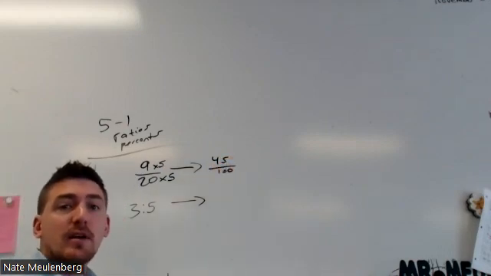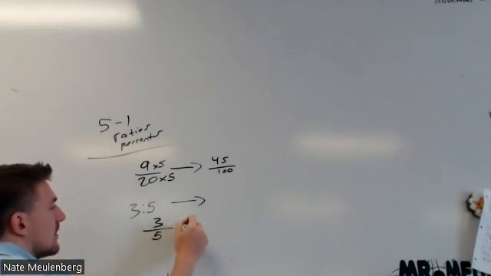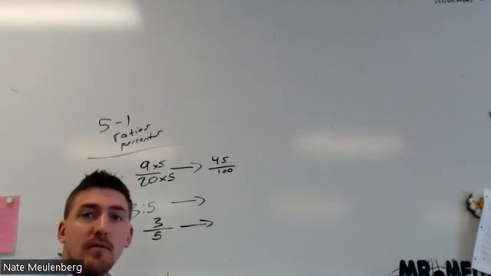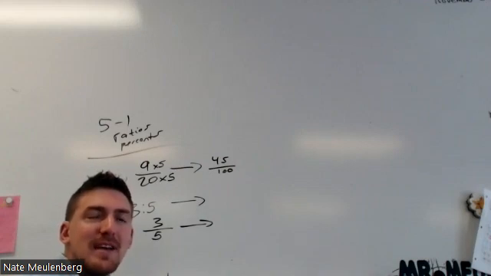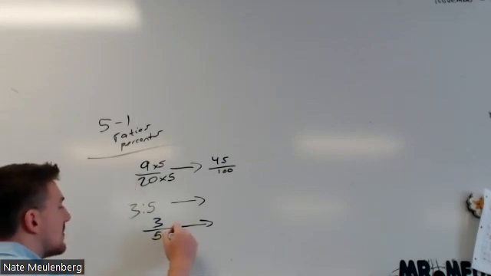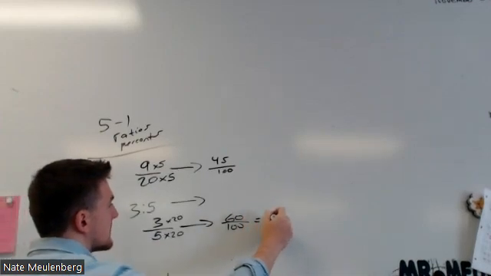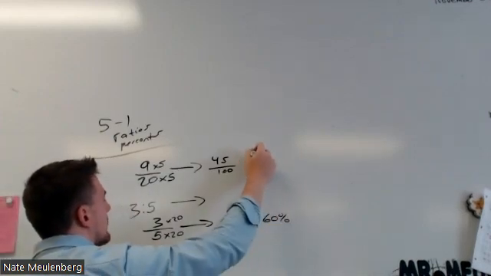So if you have 3 to 5 like this, it's the same thing as a fraction. Just think of it as 3 over 5. Does anyone know what 3/5 is as a percent? If you didn't have it memorized, how would you do it? You would multiply 5 times 20 to get 100 on the bottom. Then you have to do the same at the top. And this would be 60%, 45%.